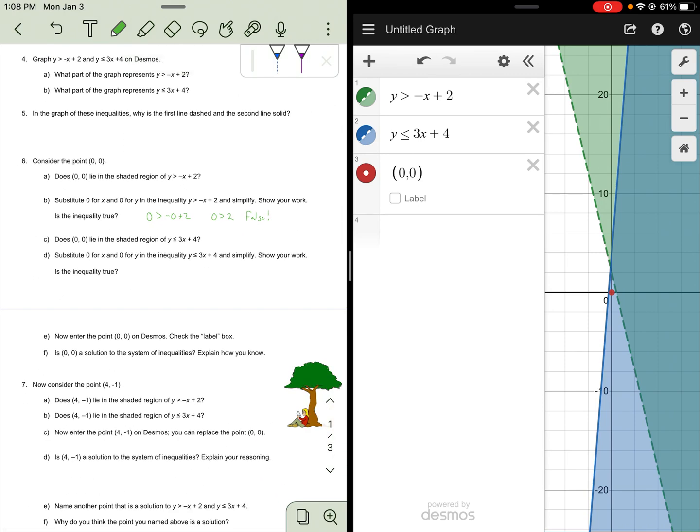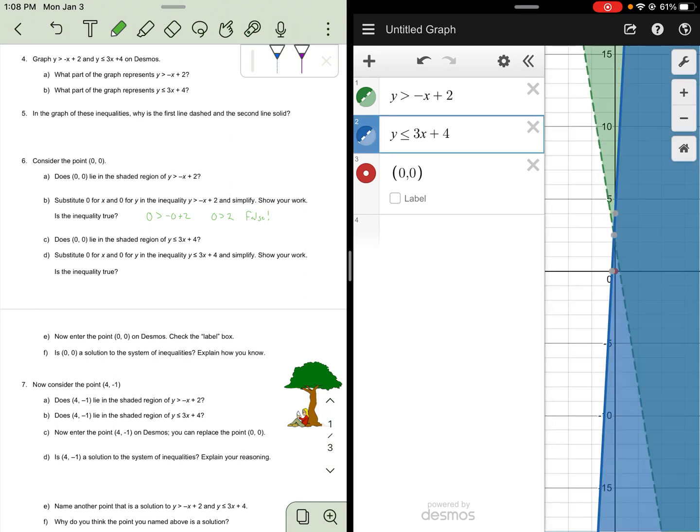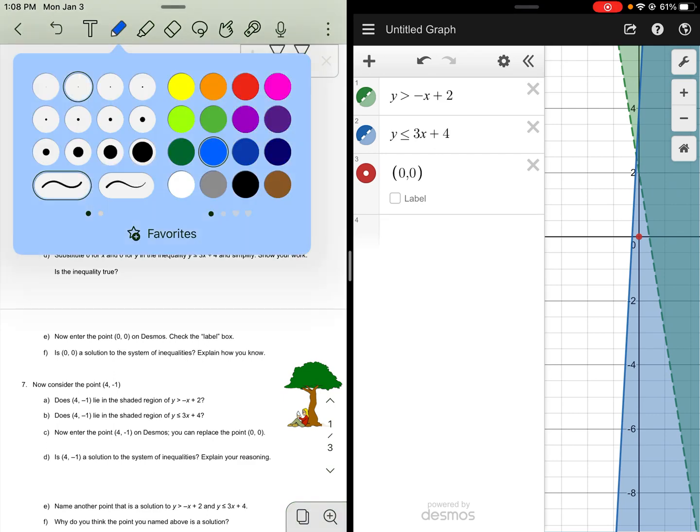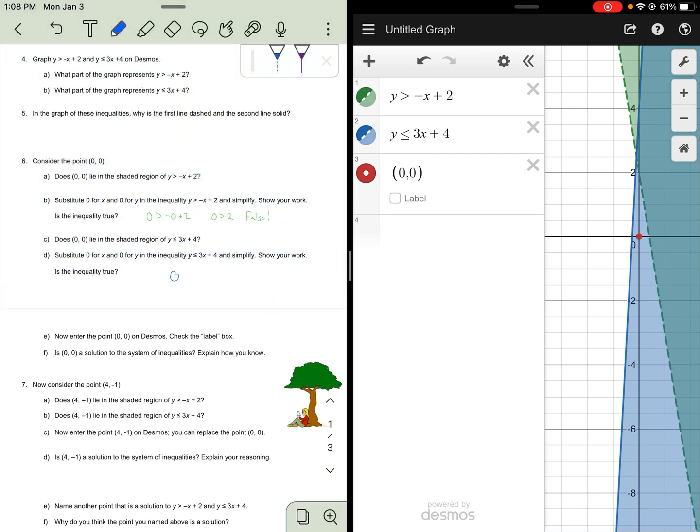And then C, does 0, 0 lie in the shaded region of the other line, which is the blue? And yes, it does. You can see it right there. And then we're going to substitute again and get 0 is less than or equal to 3 times 0 plus 4, which is 0 is less than or equal to 4, which is true. And so that is why that point will end up being in the shaded region for the blue line. Okay, we already did this.